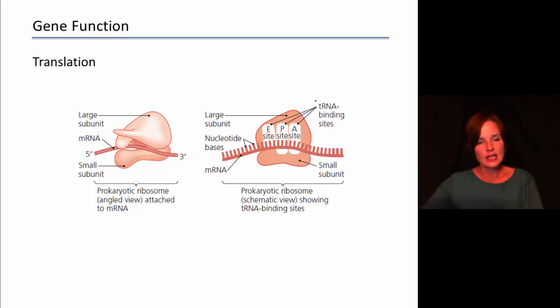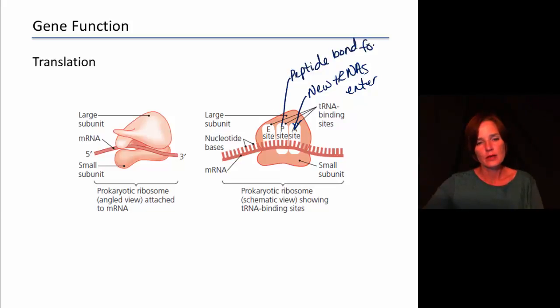Basically, the A site is going to be where new tRNAs come in. So this is where they enter. The P site is going to be where the peptide bond is formed. And then the E site is going to stand for exit. So we will see that tRNAs actually leave when they get to the E site.